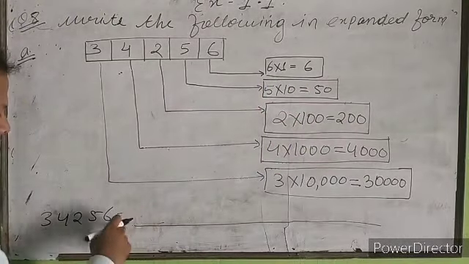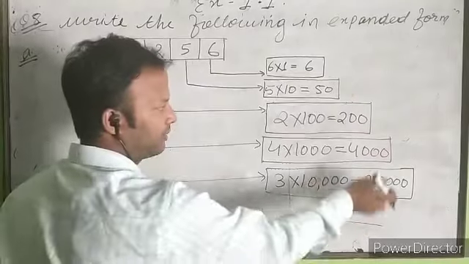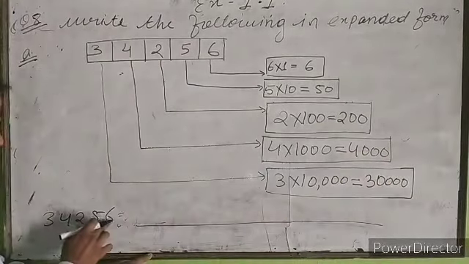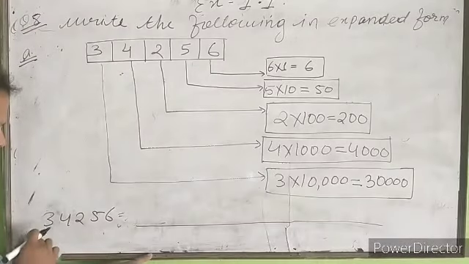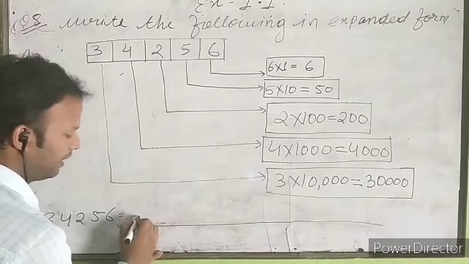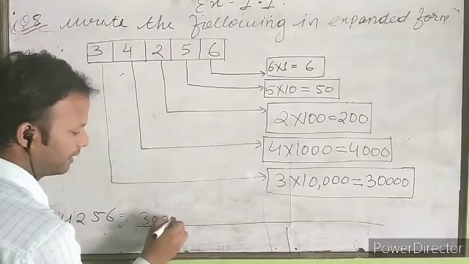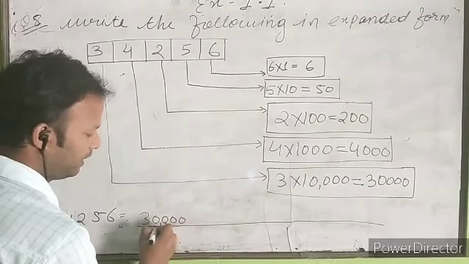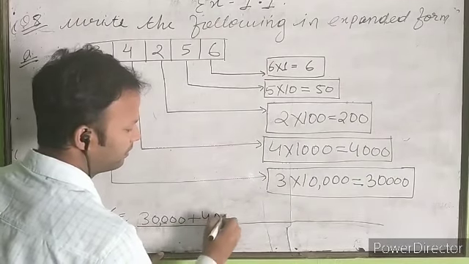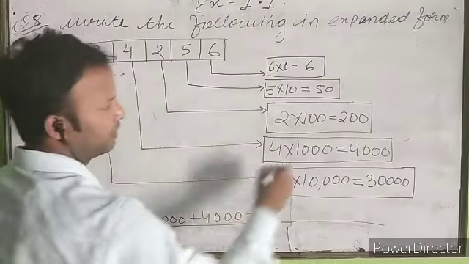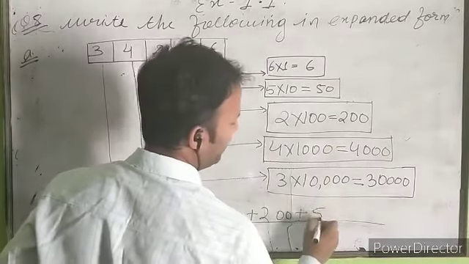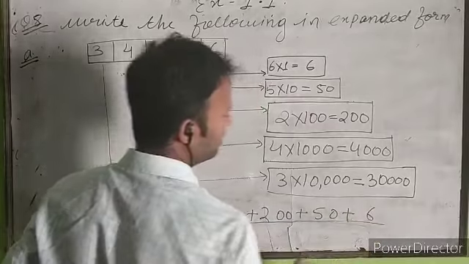Now you can write here according to this. After seeing these blanks, you can directly write here also. From the starting onward: ones, tens, 100, 1,000, 10,000. It means 34,000. 34,000 means 30,000. First you can break it: 30,000, then plus 4,000, plus 200, plus 50, and plus 6.